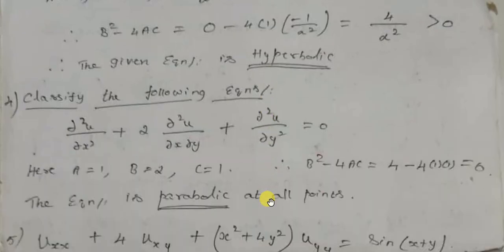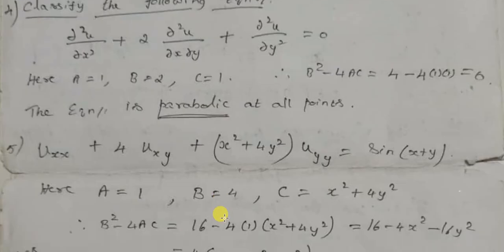Next example, ∂²u/∂x² + 2 ∂²u/∂x∂y + ∂²u/∂y² = 0. A is 1, B is 2 and C is 1. Therefore B² − 4AC is equal to 0. The equation is parabolic.